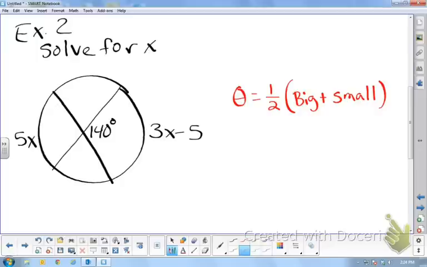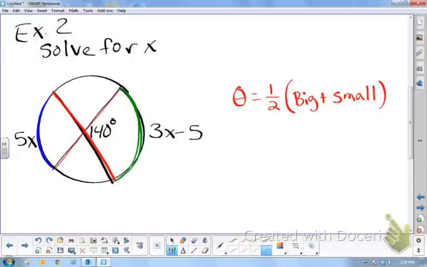And again, I want to highlight what lines we are working with, what angles we are working with, what arcs we are working with. So the lines that form the angle 140 are those two lines. The arcs that go with those two lines are on the left and the right. So again, we're going to plug stuff in.